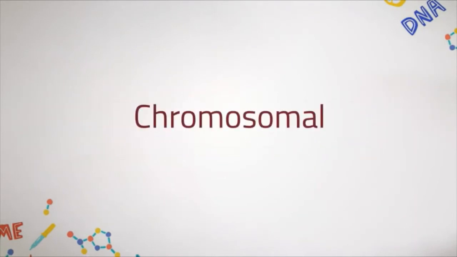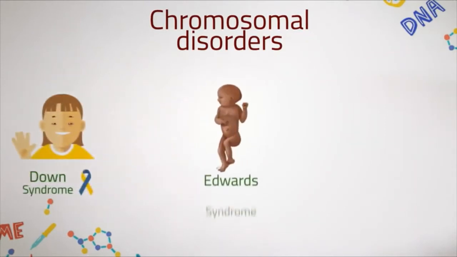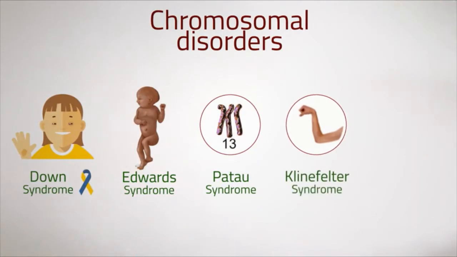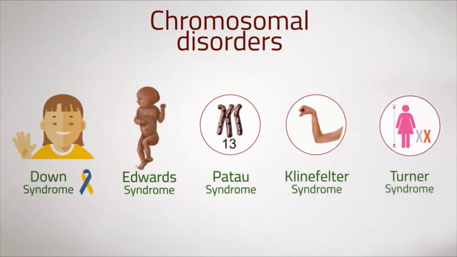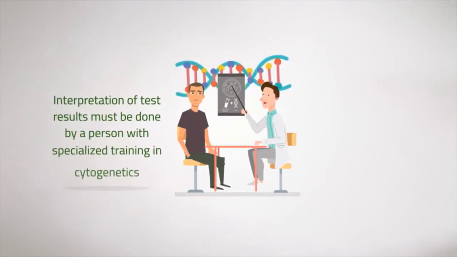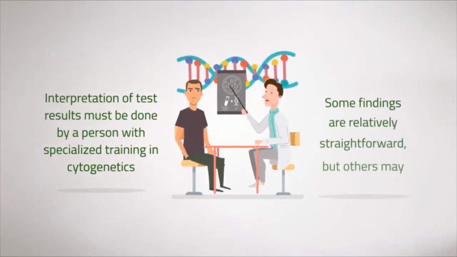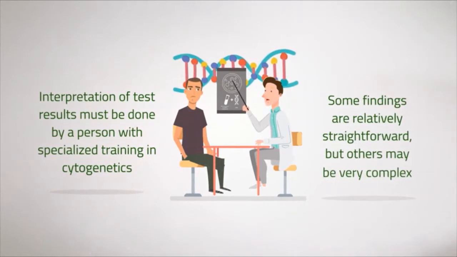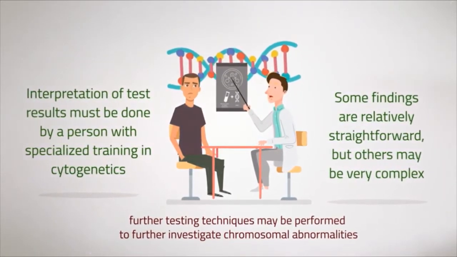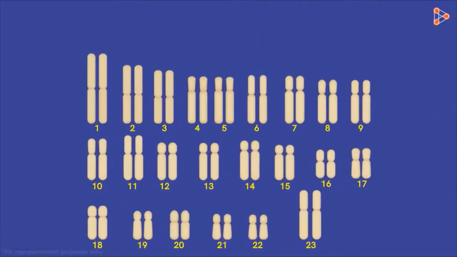Some chromosomal disorders that may be detected include Down syndrome, Edwards syndrome, Patau syndrome, Klinefelter syndrome, and Turner syndrome. Interpretation of test results must be done by a person with specialized training in cytogenetics. Some findings are relatively straightforward, but others may be very complex, so further testing techniques may be performed to investigate chromosomal abnormalities. Well, all chromosomes are not exactly like one another.